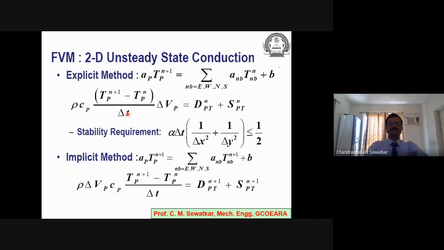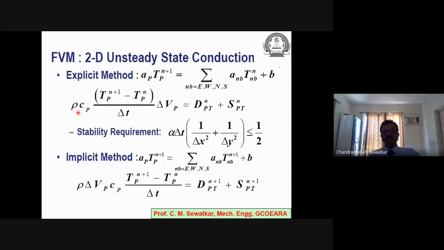There are two different methodologies available to obtain the solution. The first method is called the explicit method. In the explicit method, we write down this dPT at nth level, that is, at the previous level. We also write down SPT at nth level, and we write down the unsteady term as it is: Tp at n plus 1 minus Tp at nth level, divided by delta T, into delta Vp.